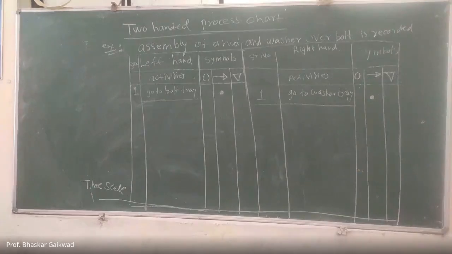Time scale should be at the bottom of the chart. Okay. So this is the first activity done by left hand and right hand. Now I will write the second activity, pick one bolt.